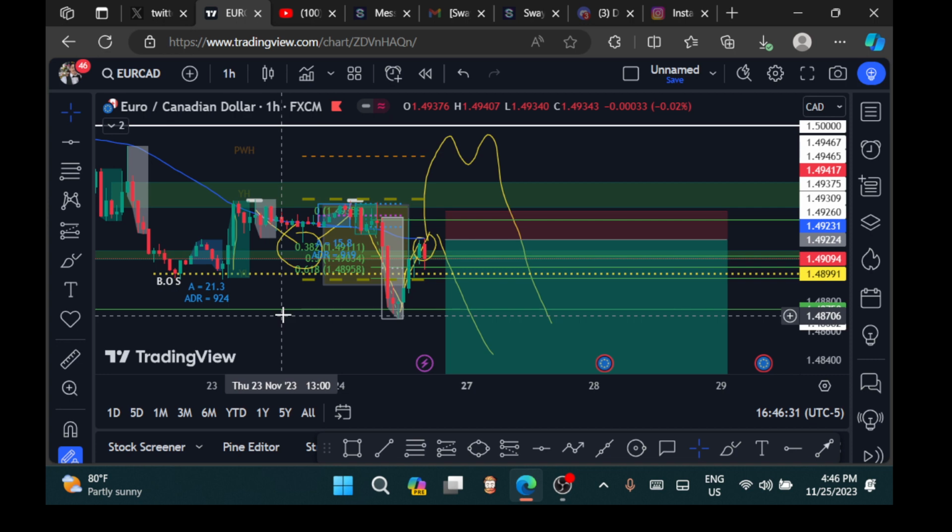Price made the move, came back up where? At the kill zone, rejected the 38 to 58%, and that would have been a good sell entry as well. So we're going to follow that trend. We're going to follow it until the trend reverses.